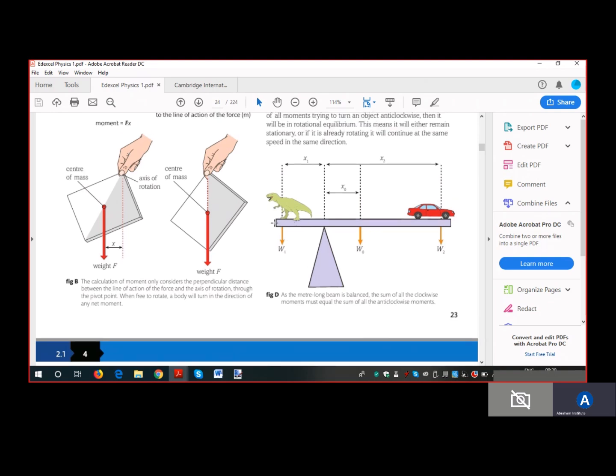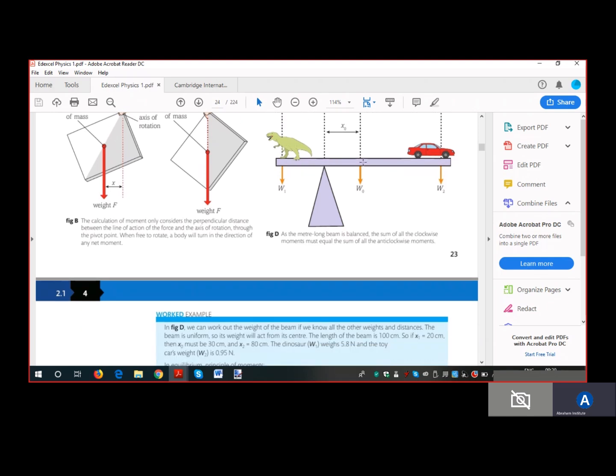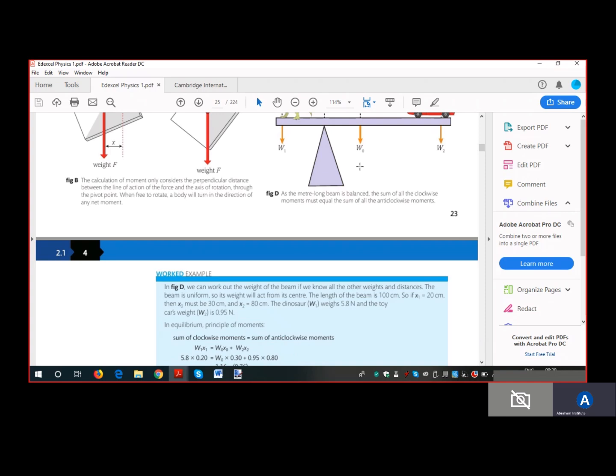Uniform means the mass is spread evenly throughout the entire beam. So if you take the center of gravity, it will be in the middle because it's a uniform beam. The mass is evenly spread out everywhere throughout the beam. So the center of gravity or center of mass will be in the middle. The center of gravity is the point where all the weight of the object is considered to act. The beam is uniform, so its weight will act from its center.